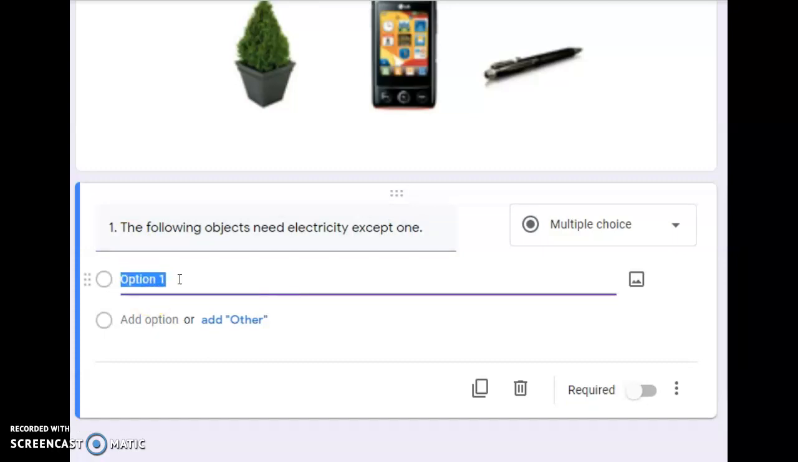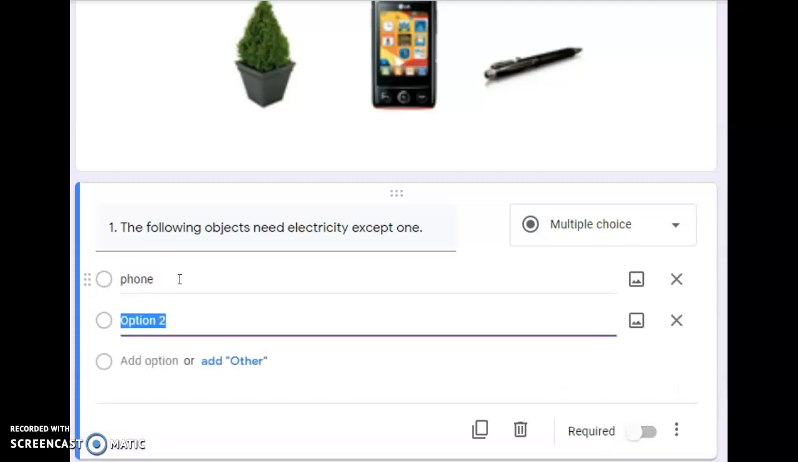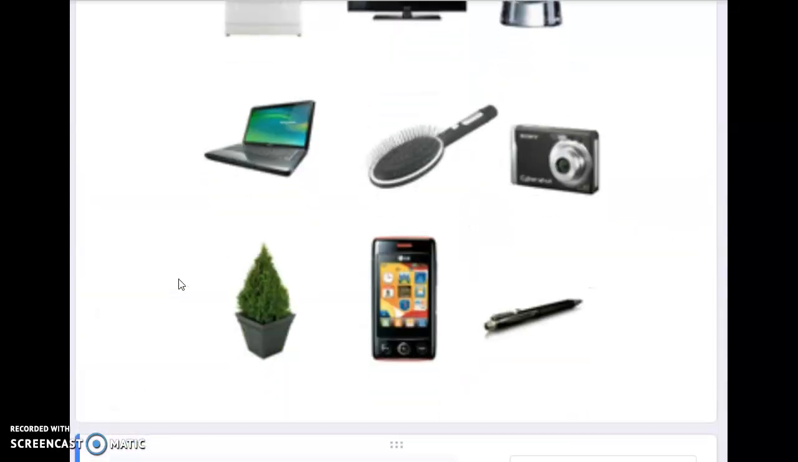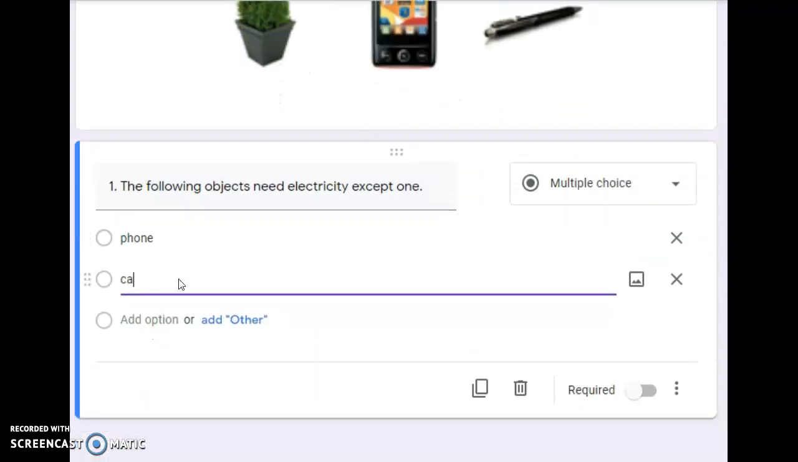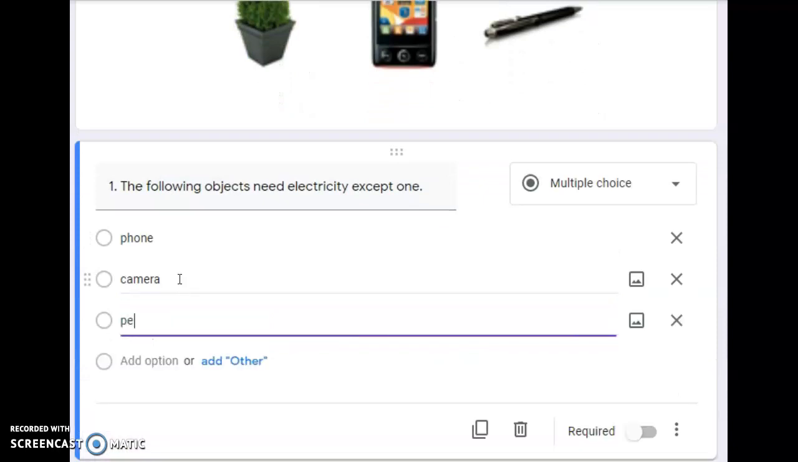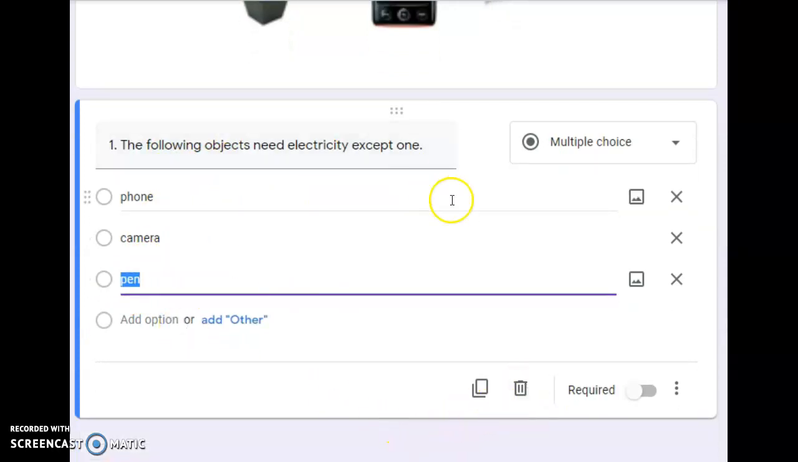Here we say, all the things here need electricity, so here we say phone, we say camera, and we say pen. Now it says the following objects need electricity. So phone needs electricity, camera needs electricity, except 1. So which one does not need electricity here? It's the pen, right? So you're going to click pen, and that will be the answer.